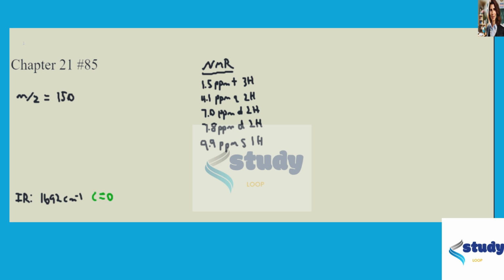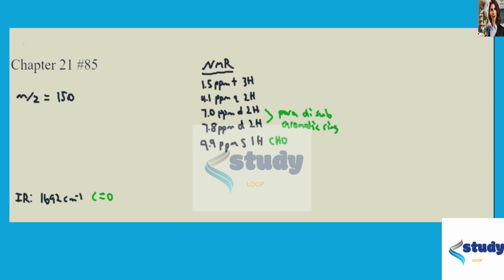So then looking at the NMR, I'm going to jump around here too. The last signal at 9.9 ppm is a singlet with an integration of 1. This is an aldehyde. So we definitely have an aldehyde in this molecule. The two signals above that are two doublets at 7 and 7.8 ppm. They each integrate to 2. So this is a para-disubstituted aromatic ring.